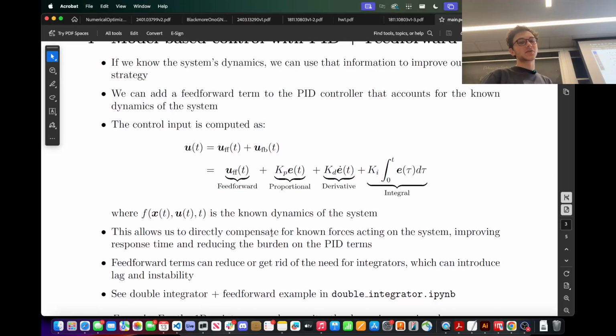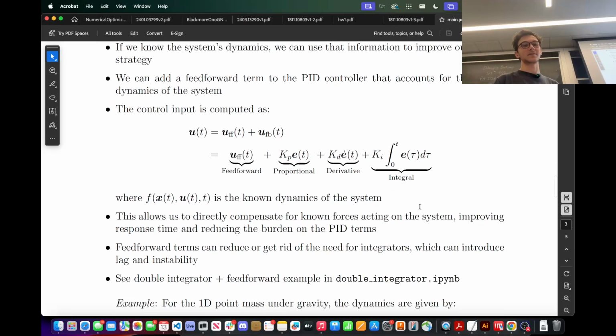So this helps us directly compensate for known forces that are acting on the system, which can improve response time, and it can also reduce the burden on the PID terms. What we'll see in another example is if I added the gravity term to this controller, if I was canceling gravity, given that I do have to know gravity and the mass of the object exactly, but if I know gravity and the mass, I will not need the integrator anymore. So I can get rid of the integrator, which will get rid of a lot of those problems that we discussed with integrators before.